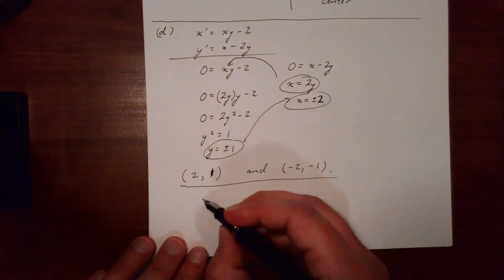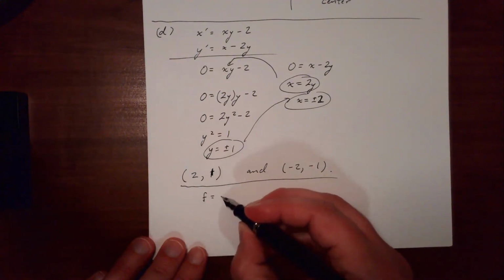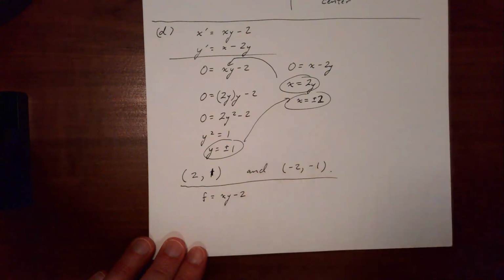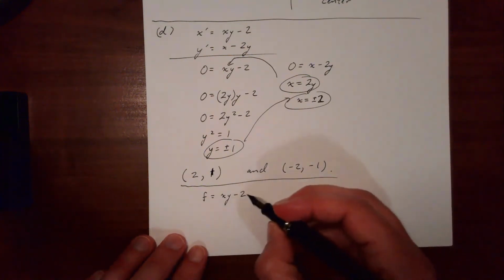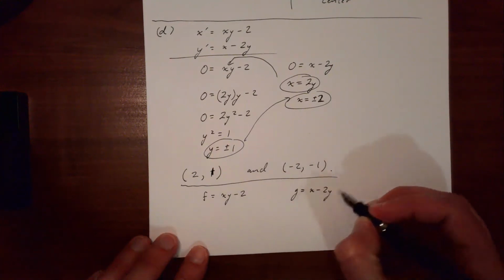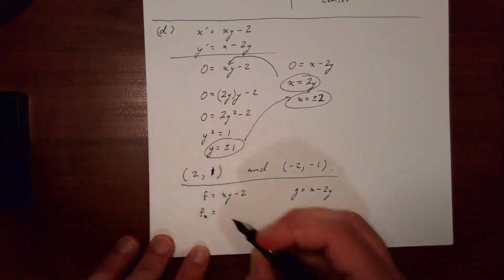Now we will cast the roles for the Jacobian play. So f equals xy minus 2, g equals x minus 2y. So then f sub x is equal to.